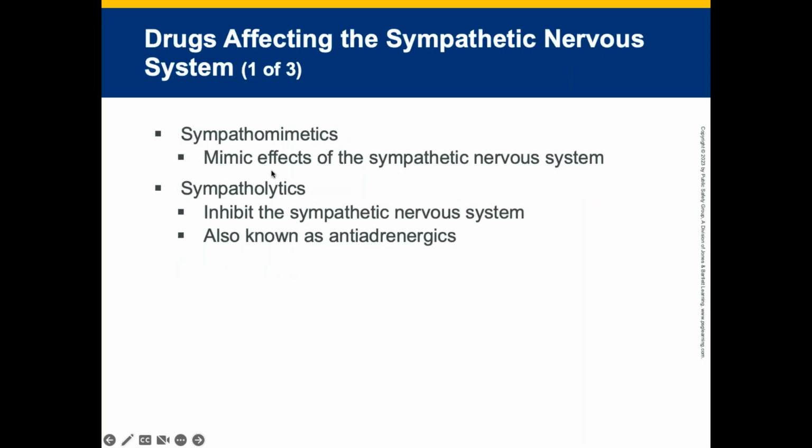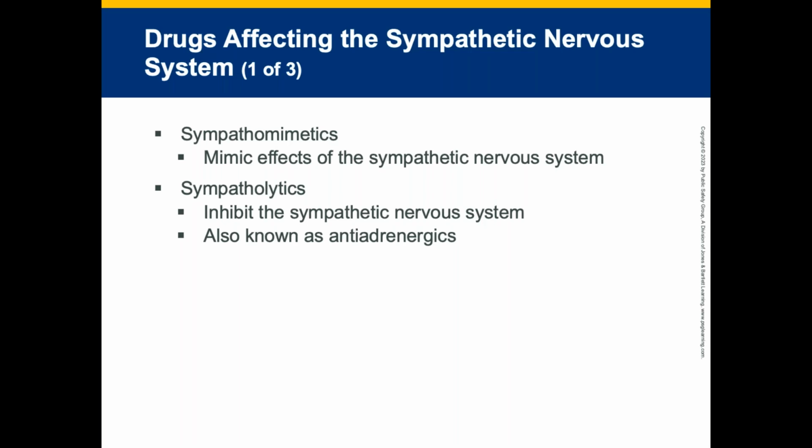So drugs affecting the sympathetic nervous system are called sympathomimetics. Sympatho being the sympathetic system, mimetic meaning mimicking that system, which is producing the hormones of the sympathetic nervous system. Then there are sympatholytics, which inhibit the sympathetic nervous system. Another name for that is anti-adrenergics. So anti-adrenergics is like sympatholytics, which is the opposite of sympathomimetics.